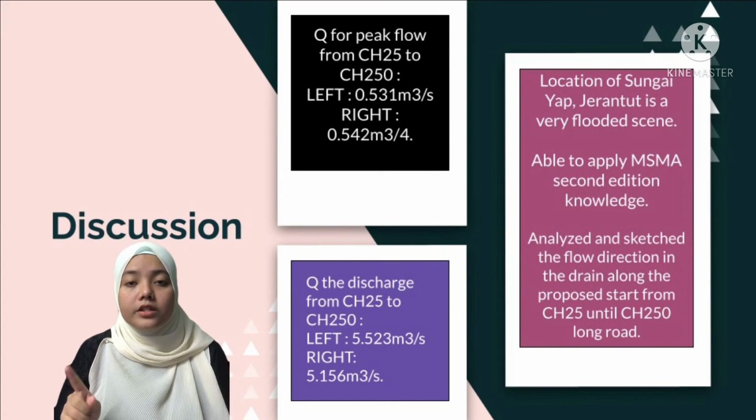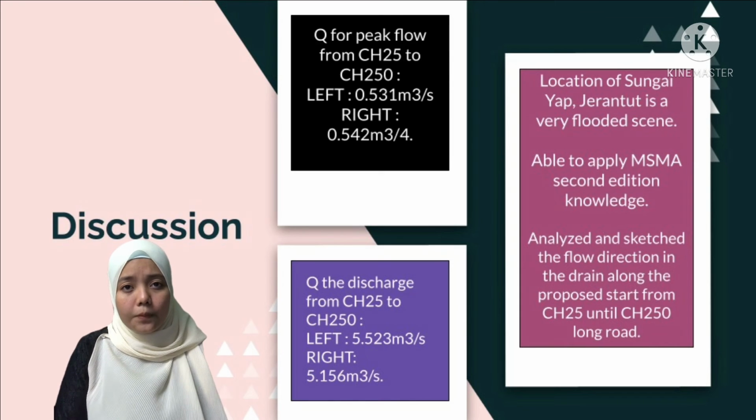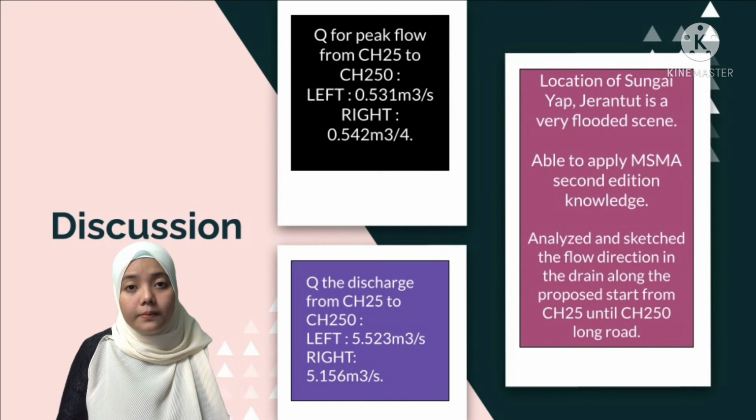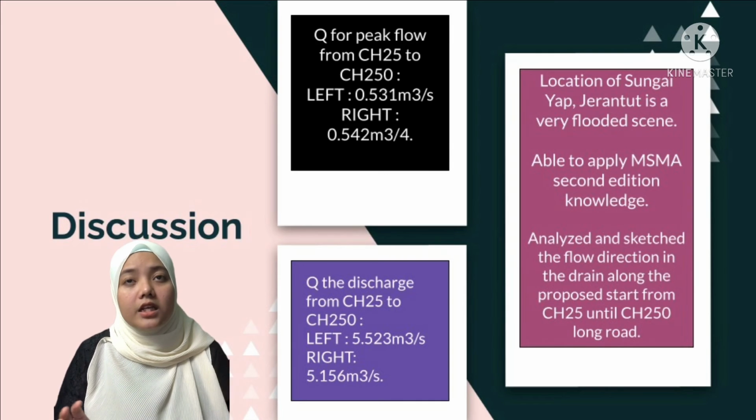Now I will talk about the discussion and conclusion. For the first discussion, the area at the location of Sungai Ya, Jerantut, is very flood-prone, since the annual rainfall intensity in 20 years is around 70 mm per hour if the storm duration is around 100 minutes.